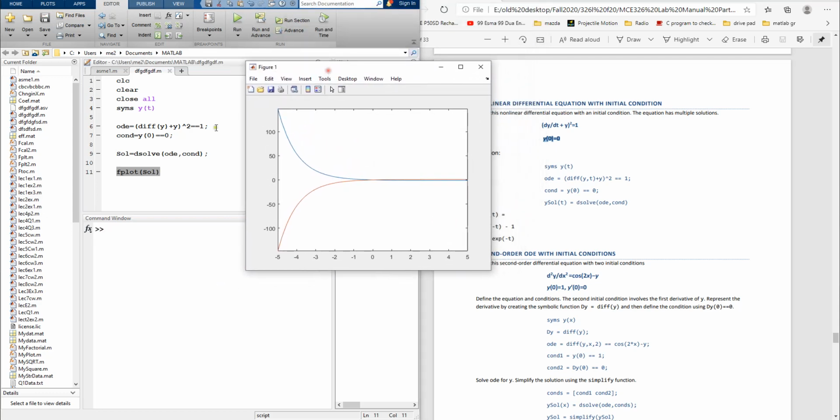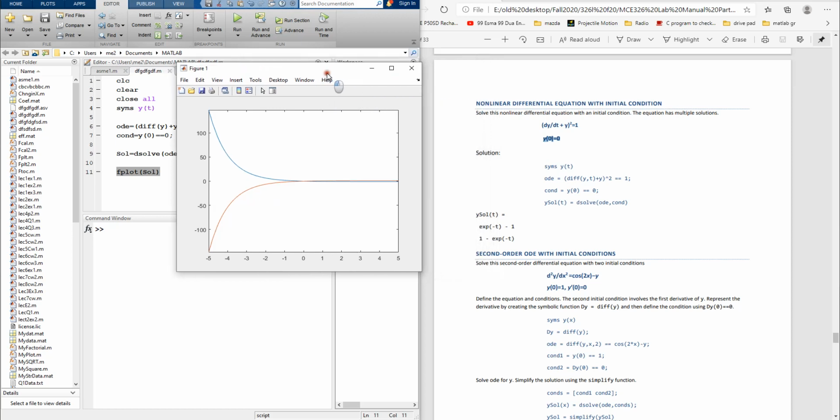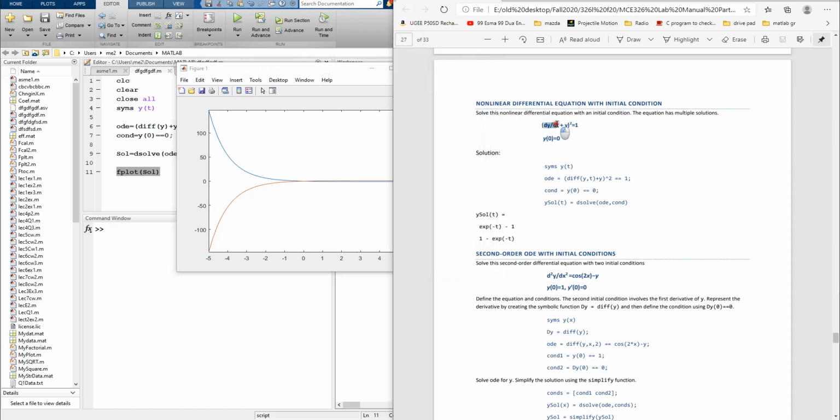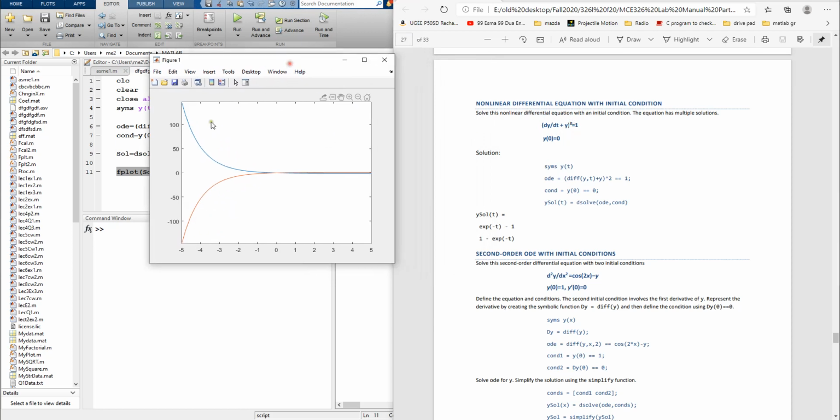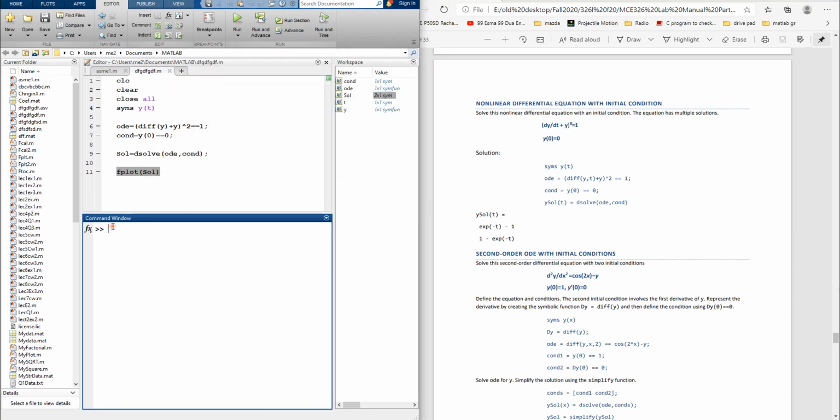See, because if you remember the ODE here, it is something to the power 2. That means we have two solutions. So as you see, this is the blue one, the first solution, and the red one is the second solution. What is the solution? We can write SOL or use fprintf or the display function. It's up to you. So see, the solution is exponential of minus t minus 1. This is the first one. The second one is 1 minus exponential of minus t.